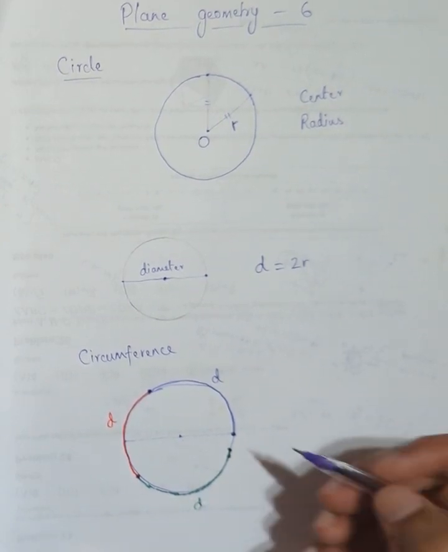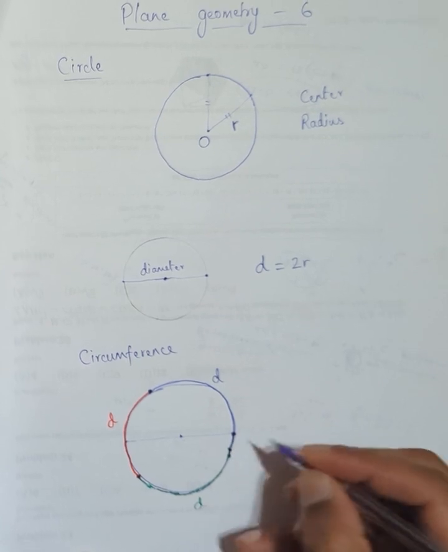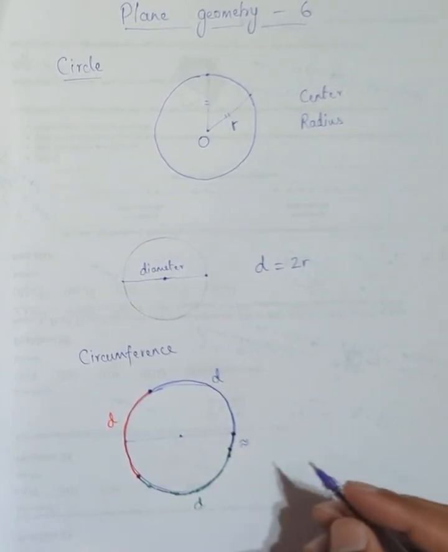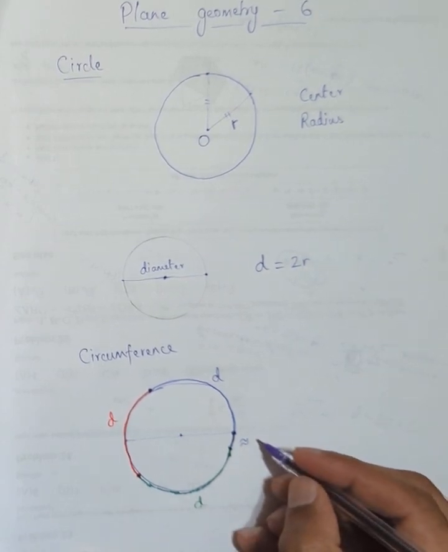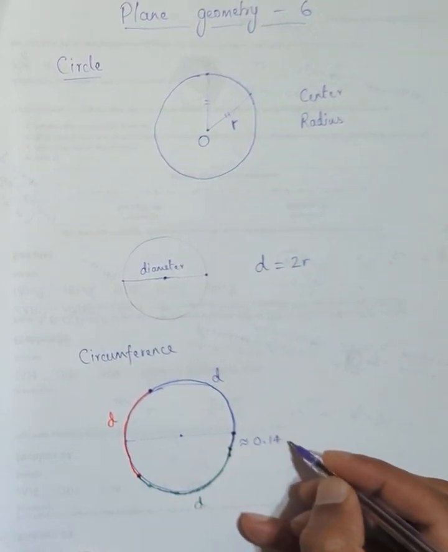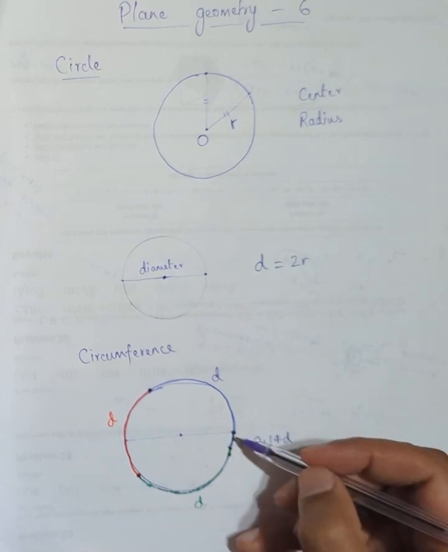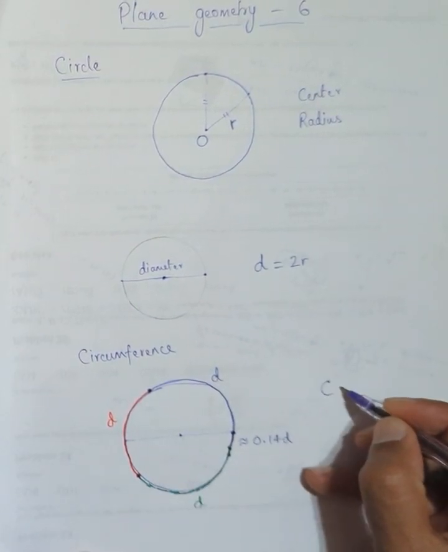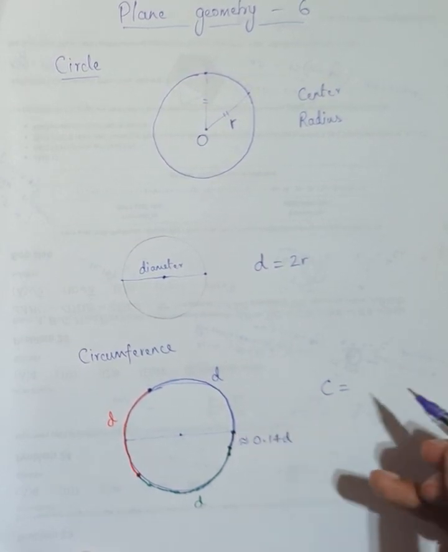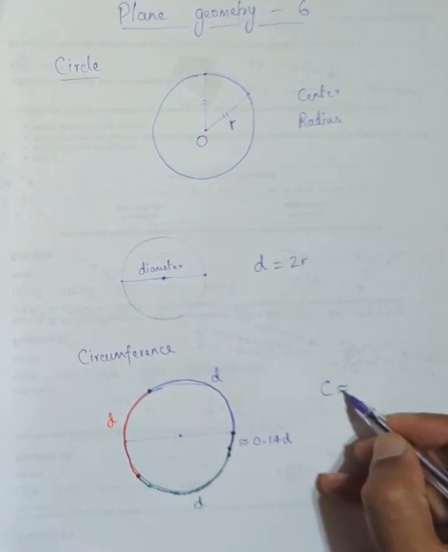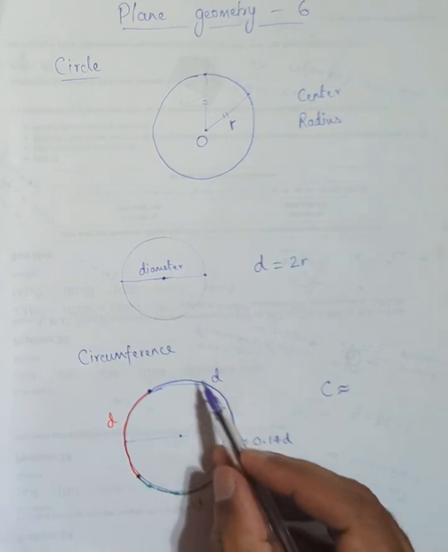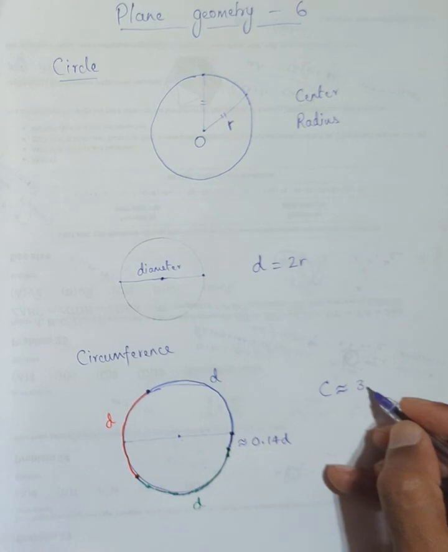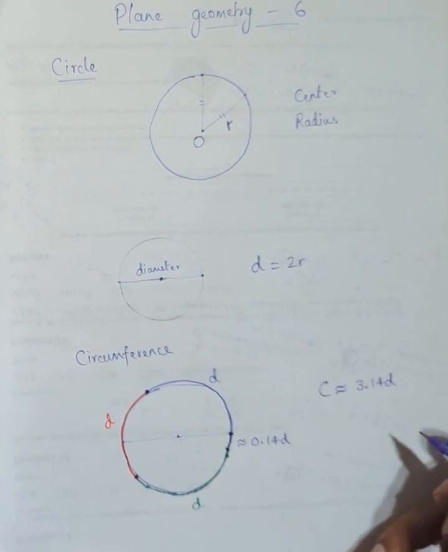Now whatever is left, this part is roughly, so I'm going to use this symbol, which means it's not equal to, but approximately 0.14 diameters. So the circumference, I can use the letter C for circumference, is, or actually let's write it this way. Circumference is approximately 1, 2, 3, and 0.14. So that is about 3.14 diameters.